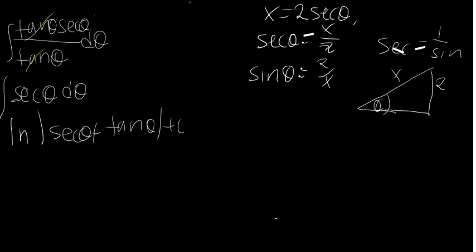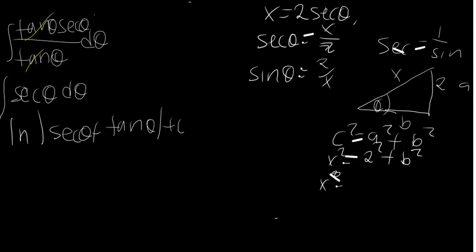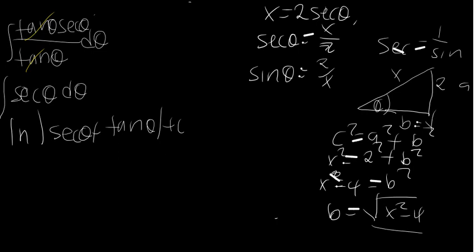So we can say this is b. We know that c squared is equal to a squared plus b squared. Our c is x, so it's going to be x squared. Our a is 2, so 2 squared, plus our b, we don't know the adjacent. So b squared is x squared minus 4, which is the same as b is equal to the root of x squared minus 4. So we have our b, which is the adjacent here. Our adjacent is the root of x squared minus 4.